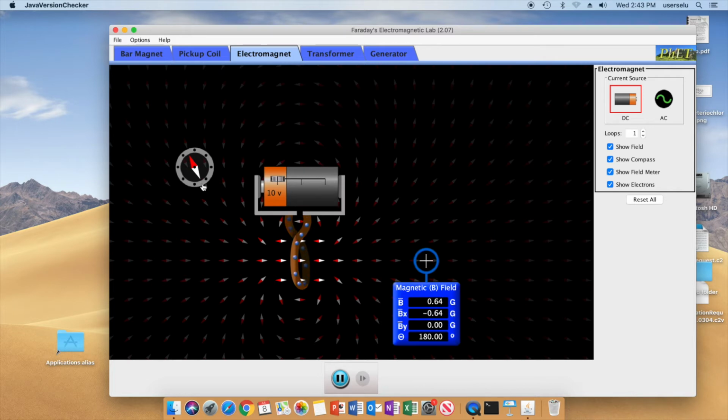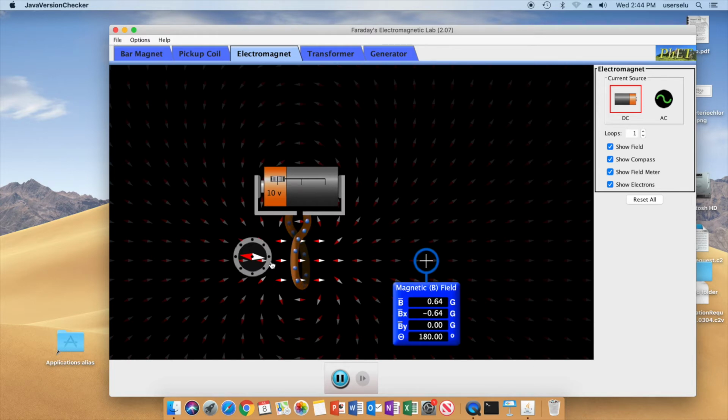Now you will note that the compass needles have flipped polarity, so that the north pole is now facing to the left. How can I verify that using the right-hand rule? Again, I have to cheat a little bit. Electrons in blue are flowing, if you like, down the loop. That means the current is coming up the loop. That means the current is coming out at the bottom of the loop.